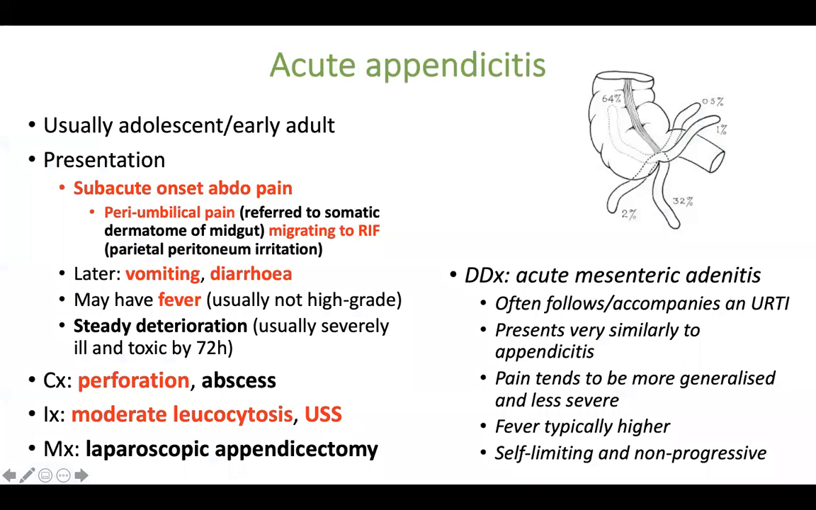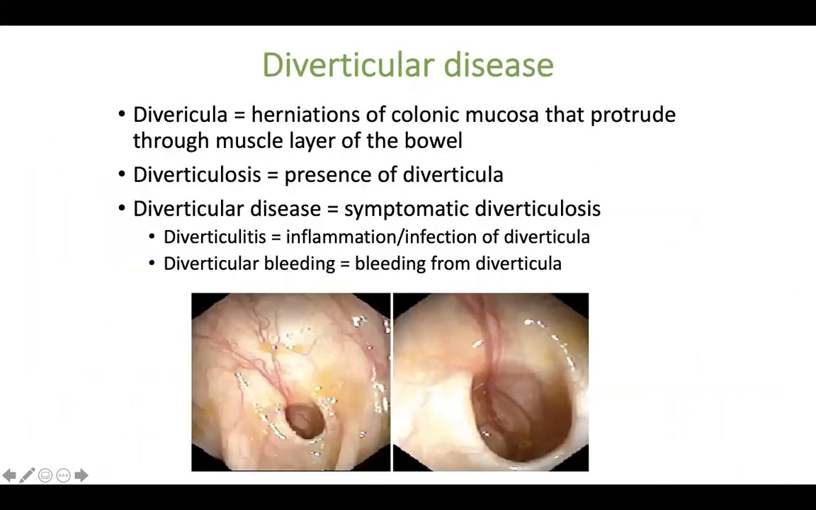Acute appendicitis, this is very classic. I'm sure you know it very well, but you get the periumbilical pain migrating down to the RIF. Later on, you might get vomiting and diarrhea. Typically, the fever is low-grade compared to mesenteric adenitis, which is a high-grade fever. Mesenteric adenitis is inflammation of the lymph nodes in your RIF, and it presents very similarly, but you might get a prodromal illness. The main thing you're worried about is perforation in appendicitis.